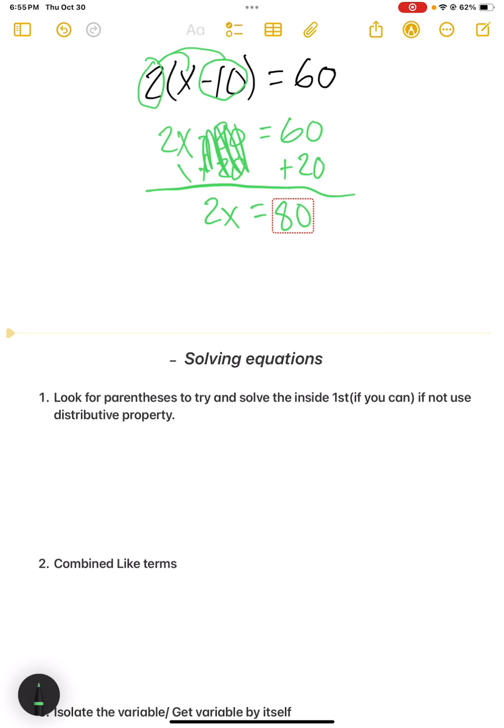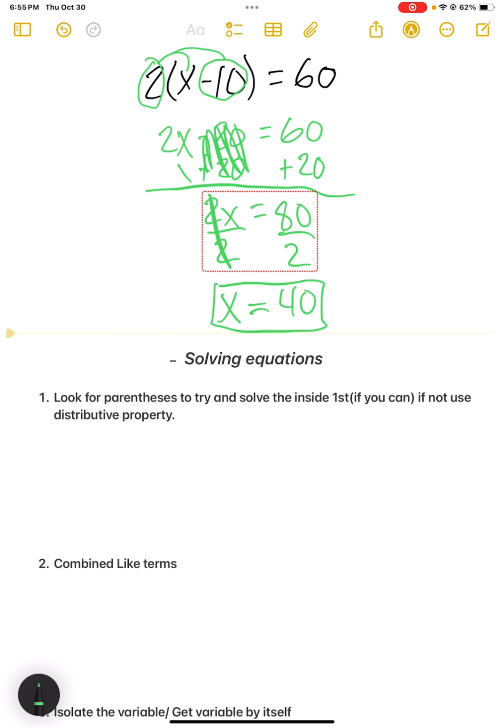Okay, and then finally my last step would be to separate 2 and x, or make 2 equal 1. So I would divide by 2 here, divide by 2 on both sides. Once again, to keep the equation equal, this is going to go away or equal 1, and now I can write x by itself, and 80 divided by 2 is 40.